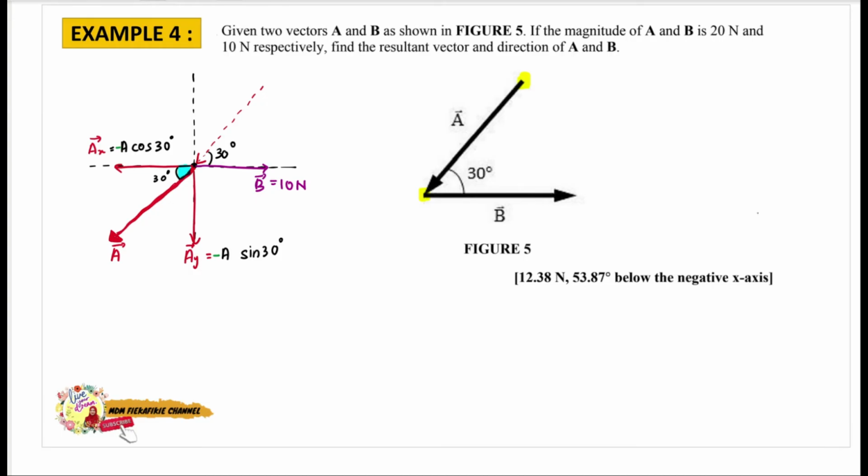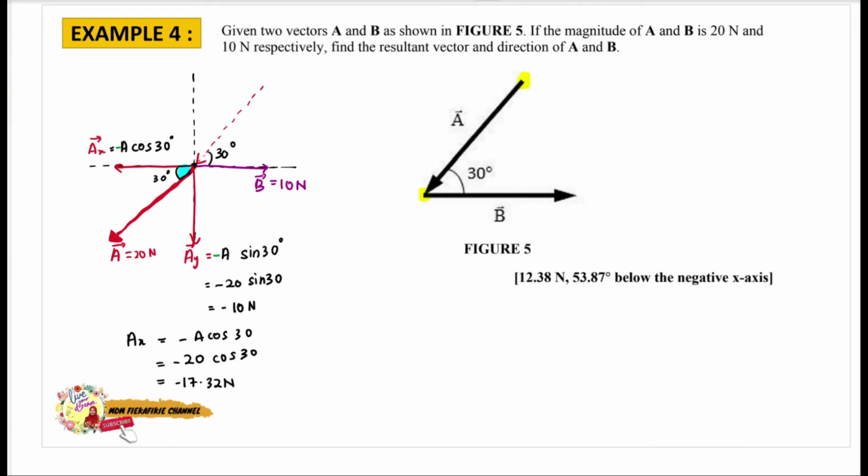So, nilai A tu soalan dah bagi 20 Newton. So, you boleh masukkan lah. Okay. So, dia akan jadi negative 20 sin 30 degree. So, negative 20 sin 30 degree, you akan dapat negative 10 Newton. Untuk AX, saya akan bawa kat bawah ni. Okay, negative A cos 30 degree, negative 20 cos 30 is equal to negative 17.32 Newton.